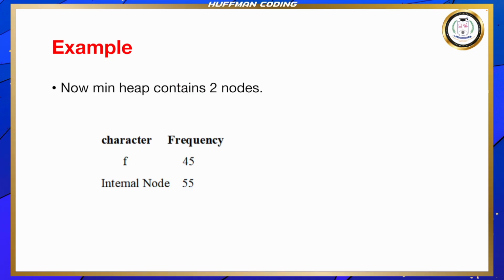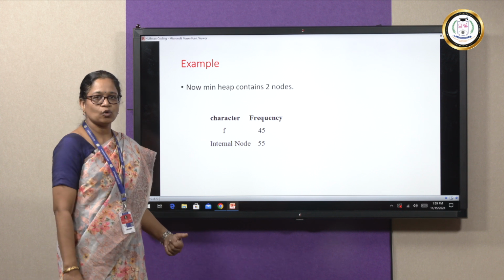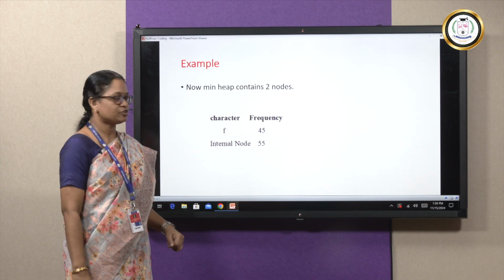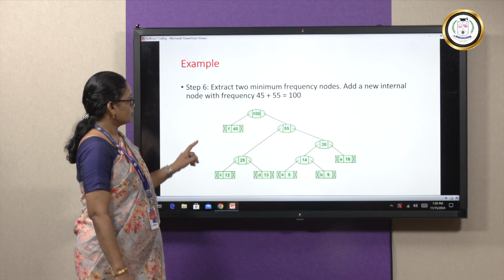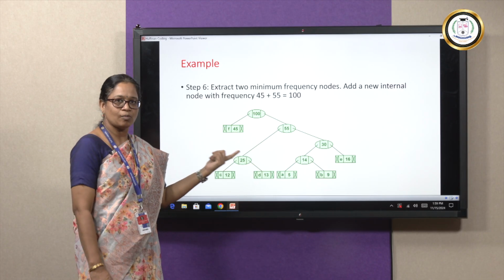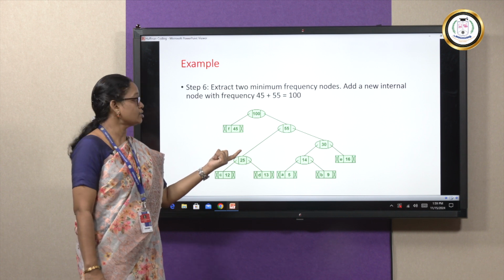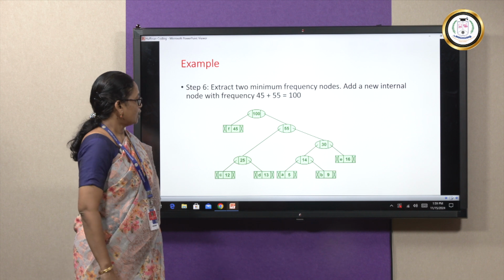So in the next step, again the min heap is updated and it contains only 2 nodes. One is the single node F, whose frequency is 45, and the next is the internal node, the frequency of which is 55. Now extract the minimum frequency nodes and add a new internal node with frequency 45 plus 55, which is equal to 100. So 45 and 55, the sum of these frequencies are added. From the sum of these frequencies, a new node is created. That is 100. The frequency is 100.